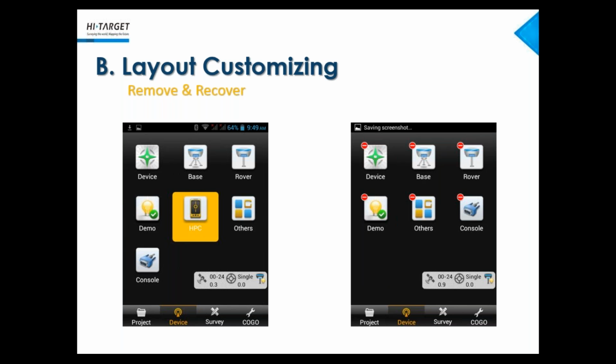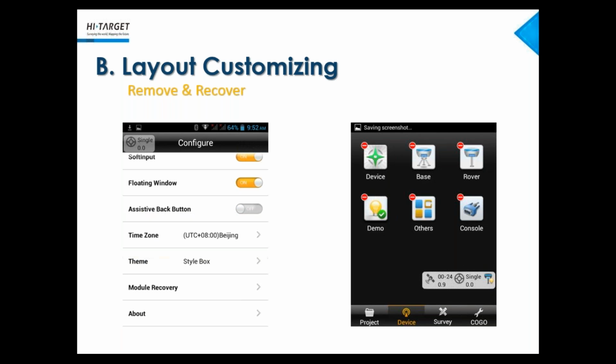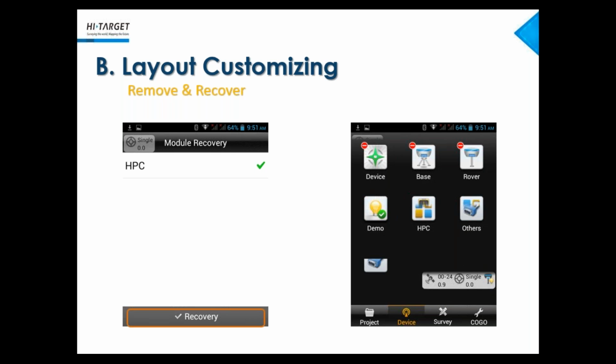Then if I think I have deleted something by mistake, just go back to the project tab, click configure. Then scroll down, you can find there's an option called module recovery. So click it, then you may find the module which had been deleted by us is there. So you can tick it, then click recovery. Then the icon will be recovered.